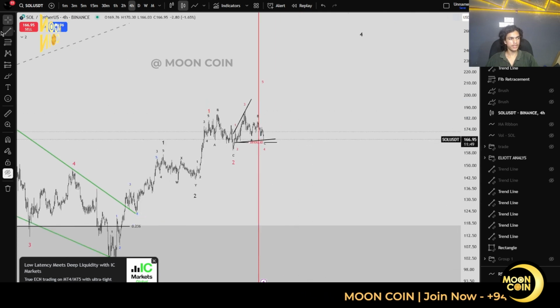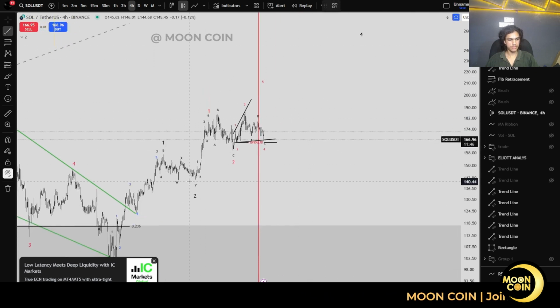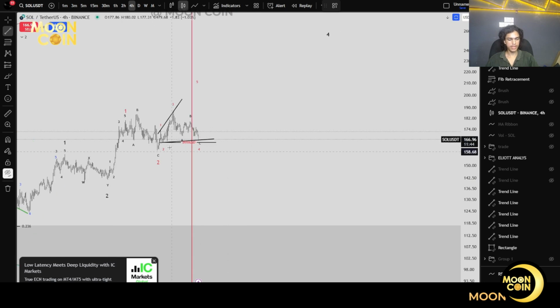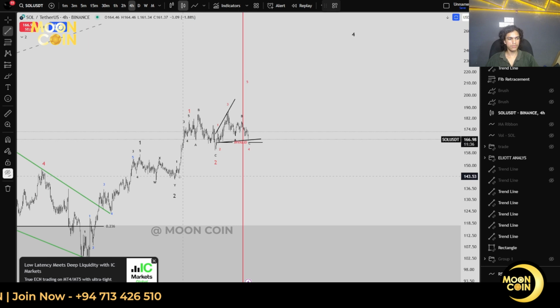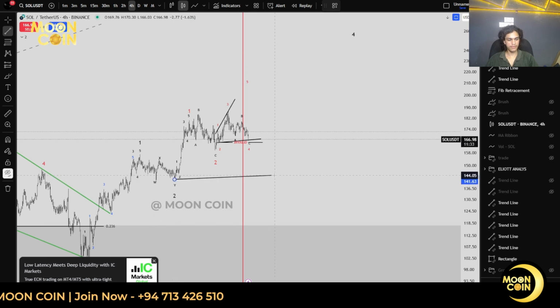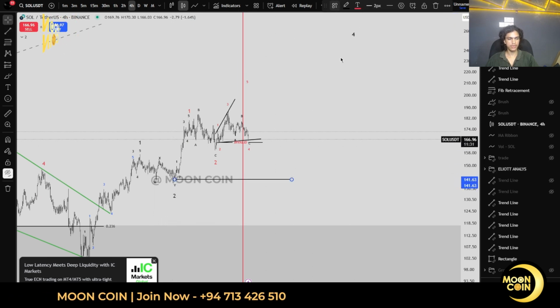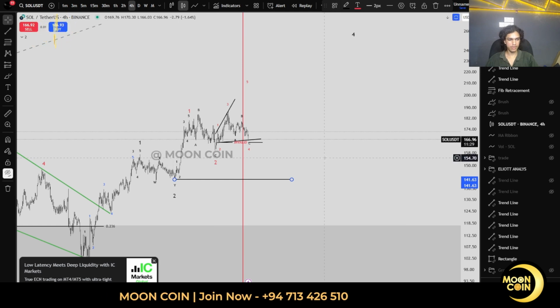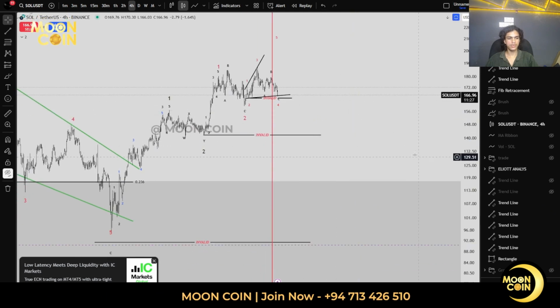Okay, so the invalid zone for now for me is this. This invalid zone that I told is for the leading diagonal. If this level is broken, then the scenario for the leading diagonal will be neglected. Now what I'm saying is, if this low is taken, we can assume that the market will be in a bearish mood for a while.